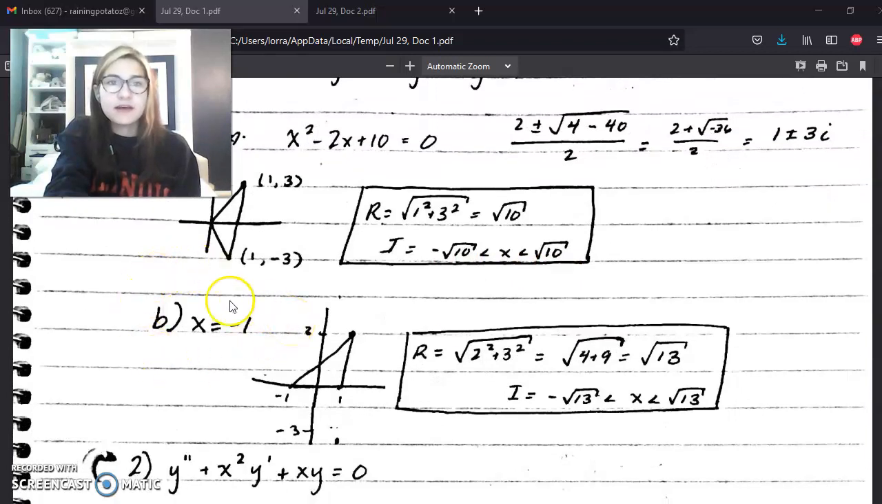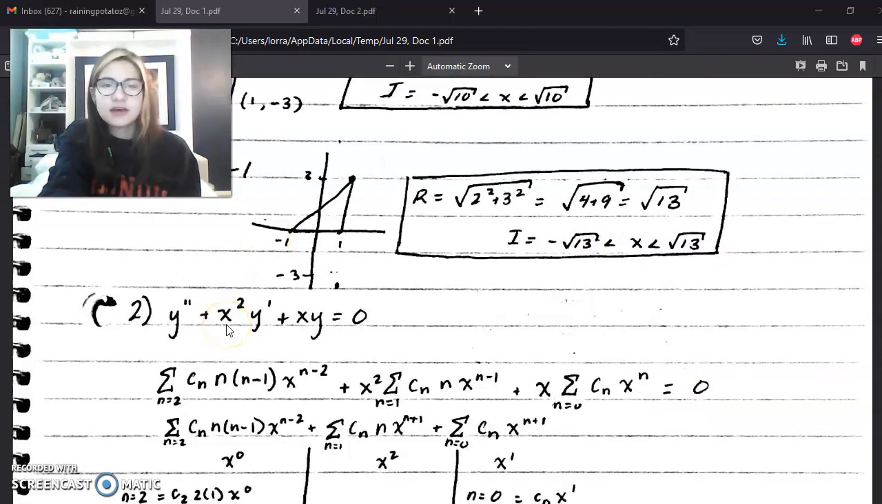For B, you know that it starts at -1 now instead of 0. So all you have to do is redefine your distances as 2 and 3. So you have the square root of 2 squared plus 3 squared as the hypotenuse, and that's the square root of 4 plus 9, which is equal to the square root of 13, which is the radius. So the interval is negative square root of 13 is less than x is less than square root of 13. And once again, you would have to test the endpoints to find if they're inclusive or exclusive.